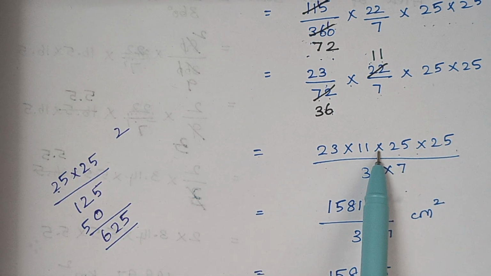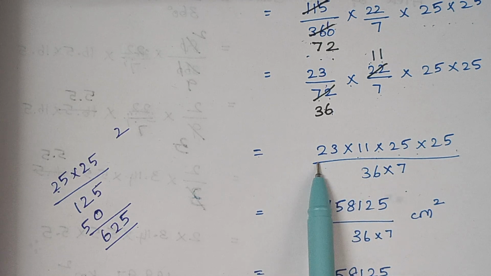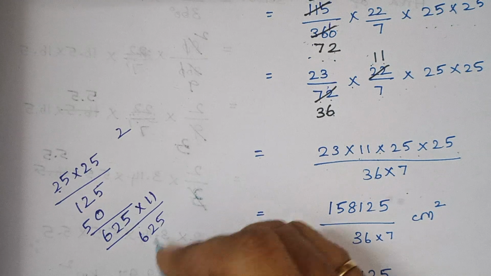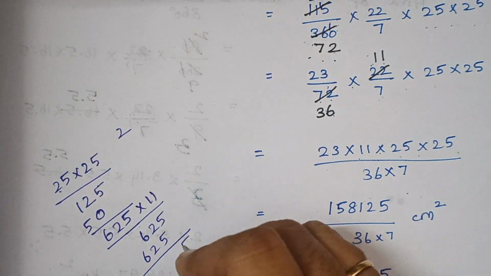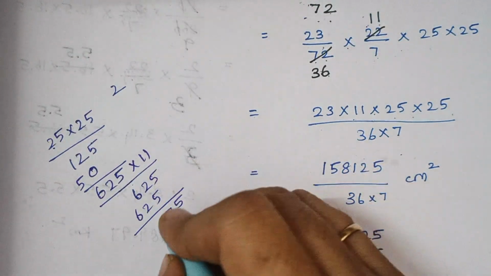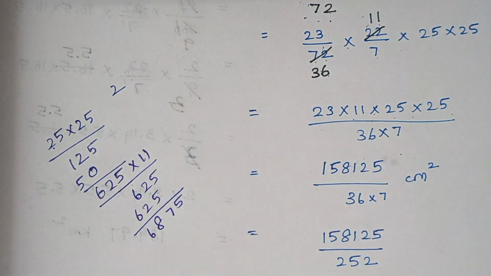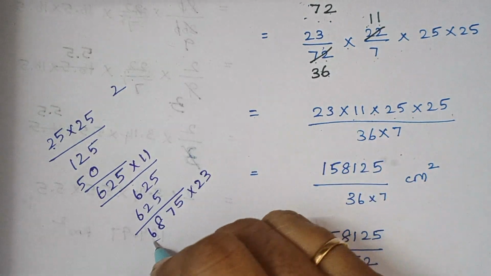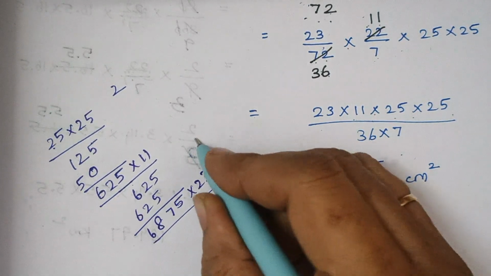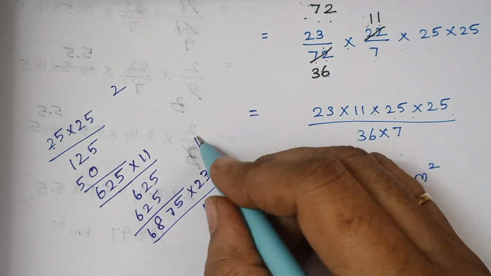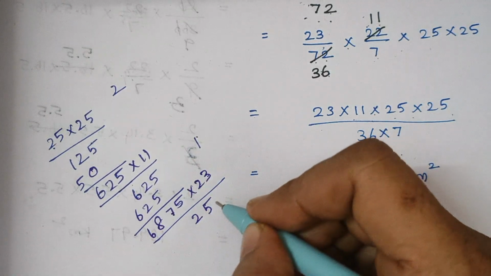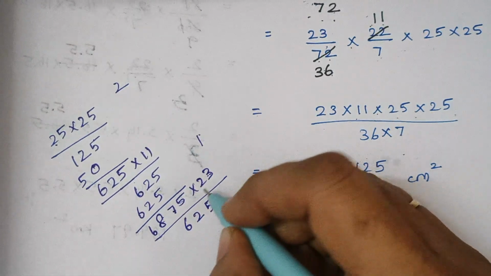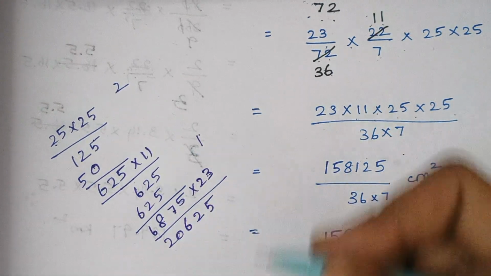So again we have to multiply this by 11 and by 23. When you multiply this by 11, what happens? It is 625 and 625, so 5, 7, 8 and 6. Now again I have to multiply this with 23. So 5 3s are 15, 5, remainder 1, 7 3s are 21 plus 1, 22, the remainder is 2, 8 3s are 24, 24 plus 2, 26, again 2, 6 3s are 18, 19, 20.